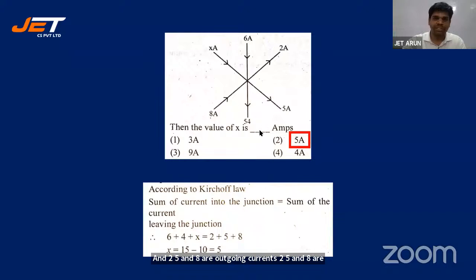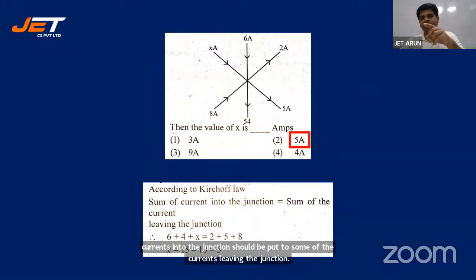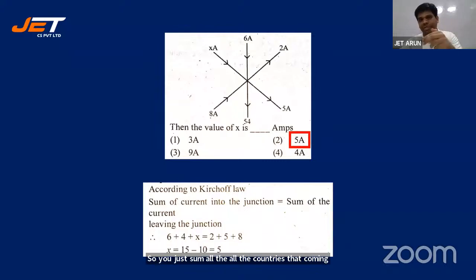Okay, so there is a mistake in this diagram, students. My bad. But the point is, the sum of currents into the junction should be equal to the sum of the currents leaving the junction. That's the whole point. According to Kirchhoff's current law, you just sum all the currents coming into the junction and equate them to all the currents leaving the junction.